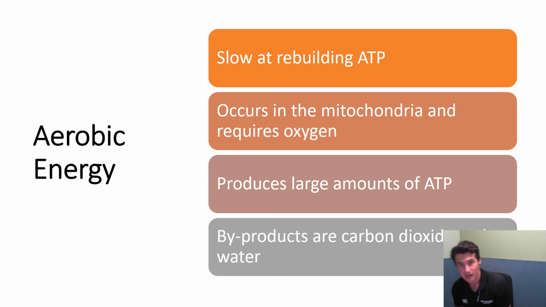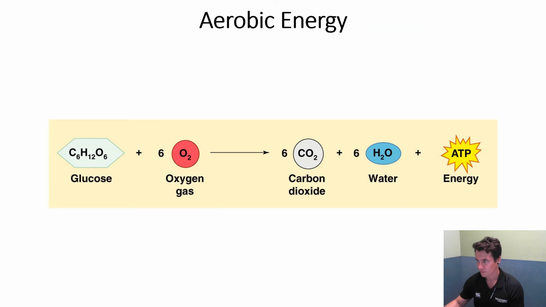Aerobic energy, so now we do have oxygen available, but it's slow at rebuilding ATP. That's why we need to slow down to produce energy aerobically. This does occur inside the mitochondria, and it does require oxygen. It produces big amounts of ATP. The byproducts of this are probably the ones you're a bit more aware of: carbon dioxide and water. This is a summary of our aerobic energy. You've got a glucose molecule which looks like this. It's got 6 carbons, 12 hydrogens, and 6 oxygens. You mix this with 6 oxygen molecules, and that produces carbon dioxide, water, plus energy, or ATP.